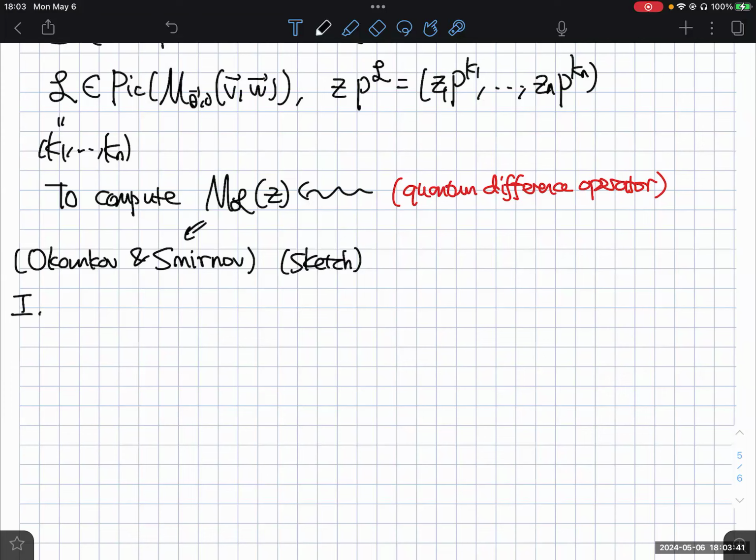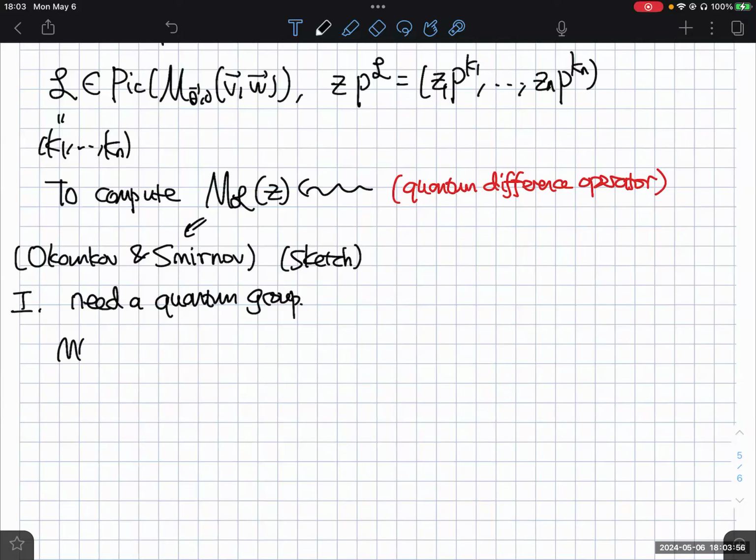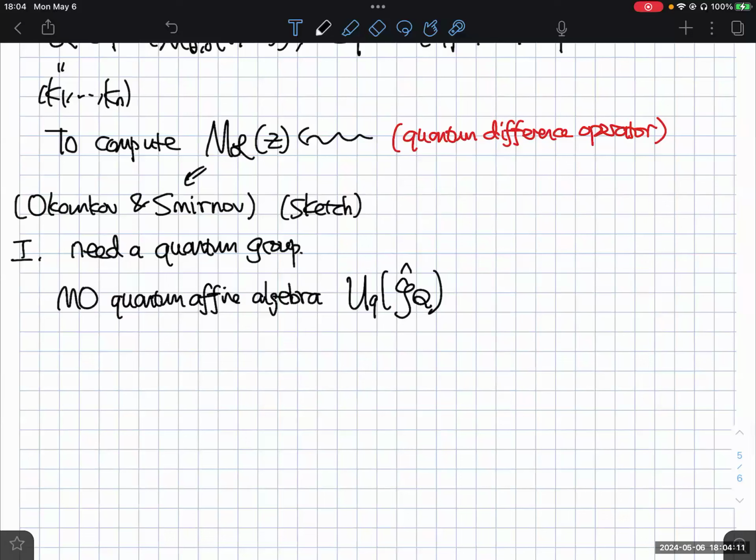The first thing is that we need a quantum group. This quantum group is the Maulik-Okounkov quantum affine algebra, which is written as follows. And this quantum affine algebra is constructed by the K-theoretic stable envelope.